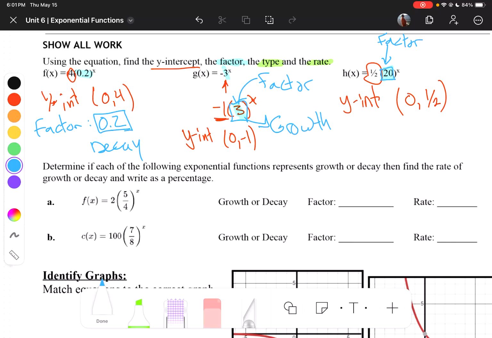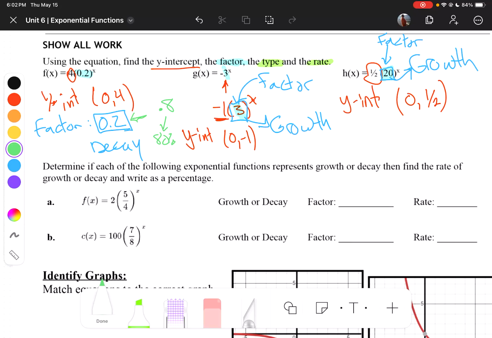Is 20 less than 1? No, that is growth. So remember, your factor will never be negative. It's only going to be growth or decay. Bigger than 1 or between 0 and 1. And the last part we have here is the rate. Well, this is 0.2, which means it is 0.8 below 1, which means that that is 80% decay.